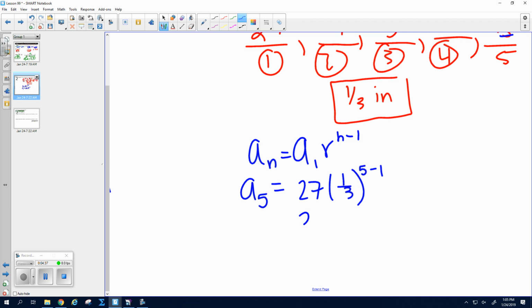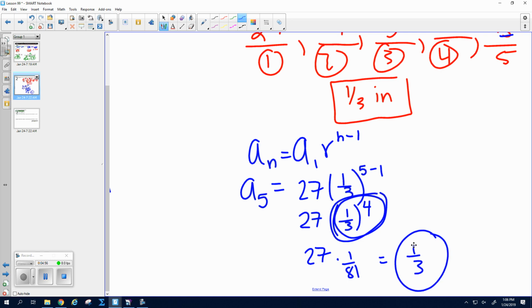Okay, when you plug this in, you have 27, and this would be 1/3 to the 4th power. Make sure you do this piece first. You have to do 1/3 to the 4th power first, which is, what, 1/81? Okay, and that reduces to 1/3 inches. Okay, gives you the same thing. Either way, you do that.